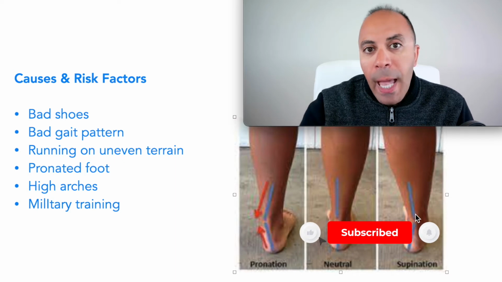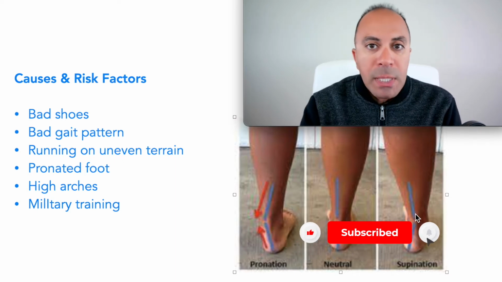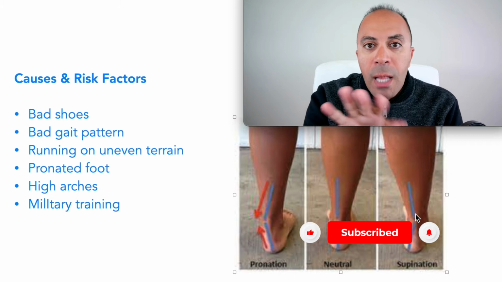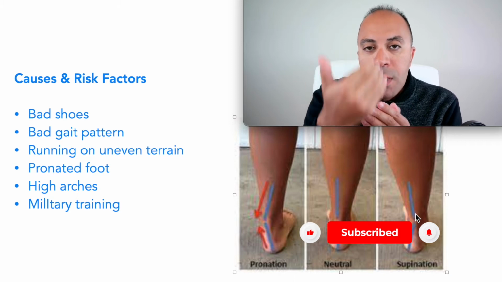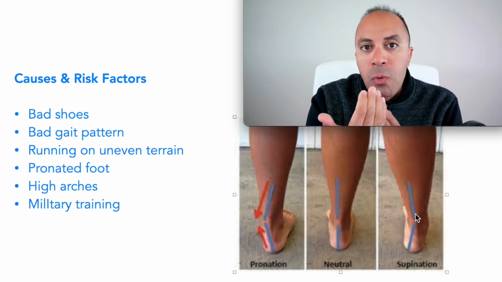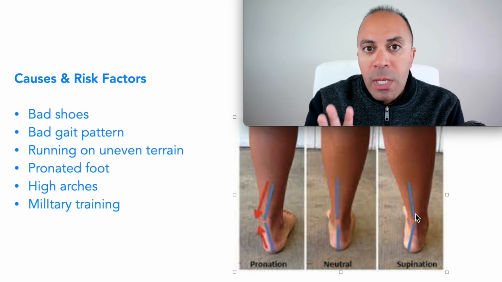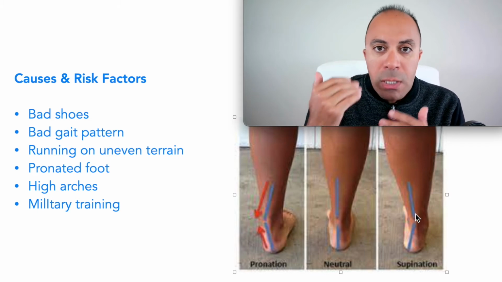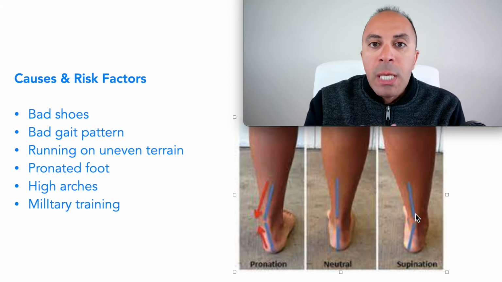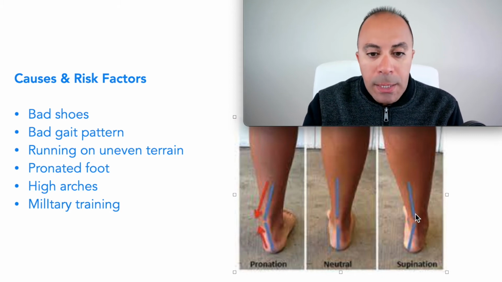So that is actually a very common risk factor, because this alignment issue causes a lot of stress in the front and causes micro tears, especially when you walk or run on uneven surfaces. You start to build scar tissue and inflammation, and that causes the shin splint.